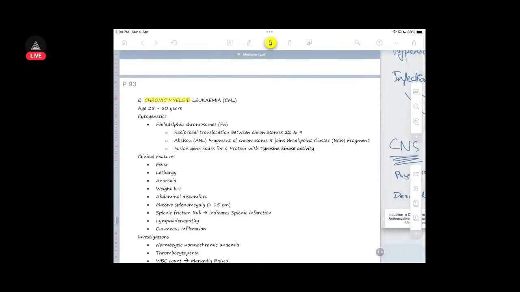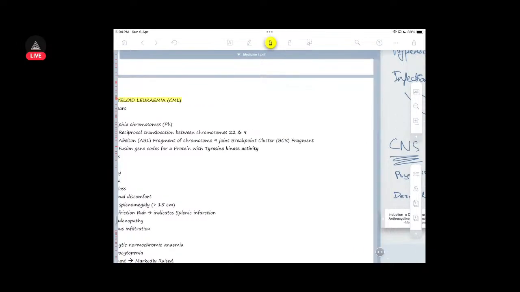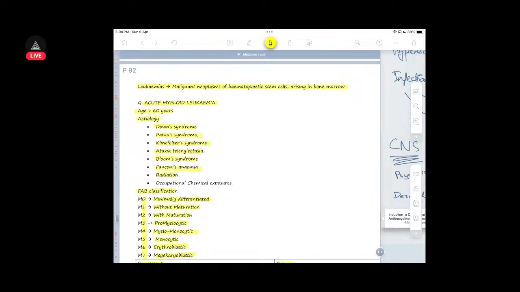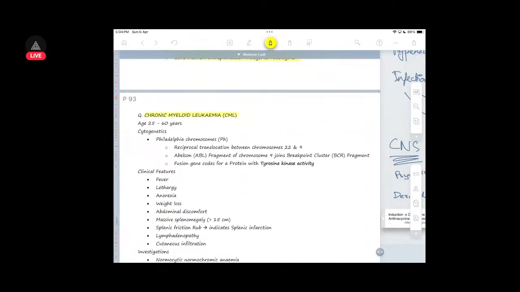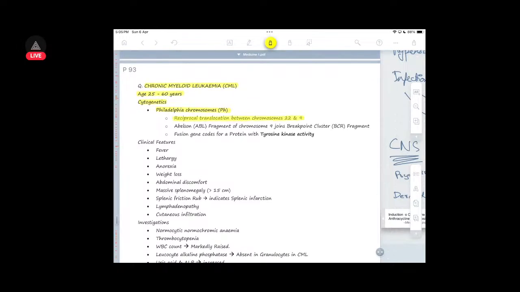Okay, then going on to chronic myeloid leukemia. Whereas AML was common in more than 60 years of age, this is common in 25 to 60 years of age. So cytogenetics, you have the Philadelphia chromosome. It is a reciprocal translocation between 22 and 9. So the ABL fragment of chromosome 9 joins the breakpoint cluster region BCR fragment. So the fusion codes for a protein with tyrosine kinase activity.